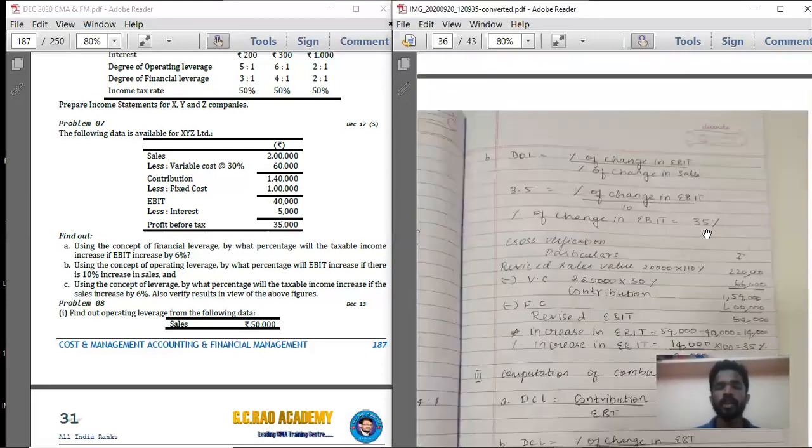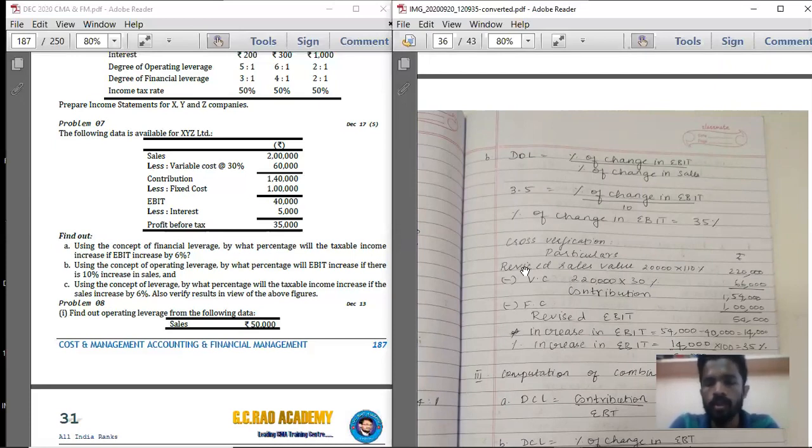How can we cross verify it? If percentage of change in sales is 10%, percentage of change in EBIT is 35%. With this concept, we have found that if there is a 10% increase in sales, there will be a 35% increase in EBIT. So we should cross verify by increasing the sales by 10%, to find whether EBIT is increasing by 35% or not. So below that, note that is cross verification. Underline it.